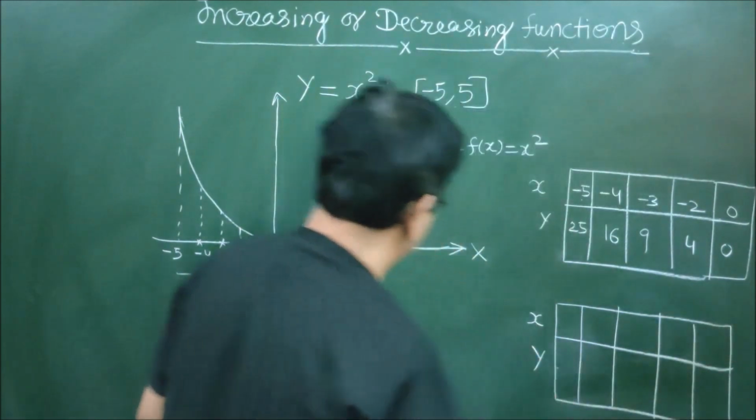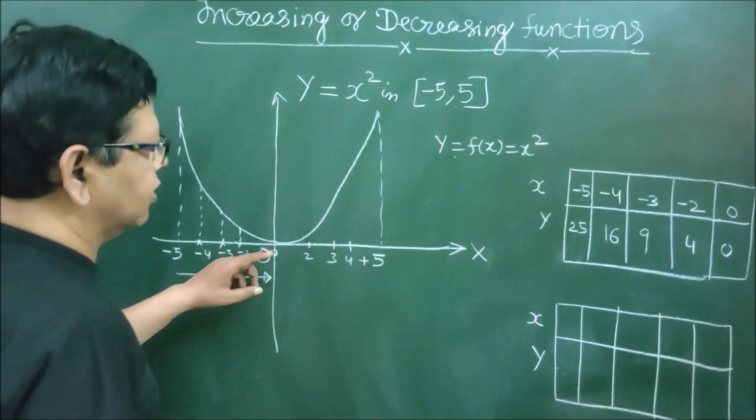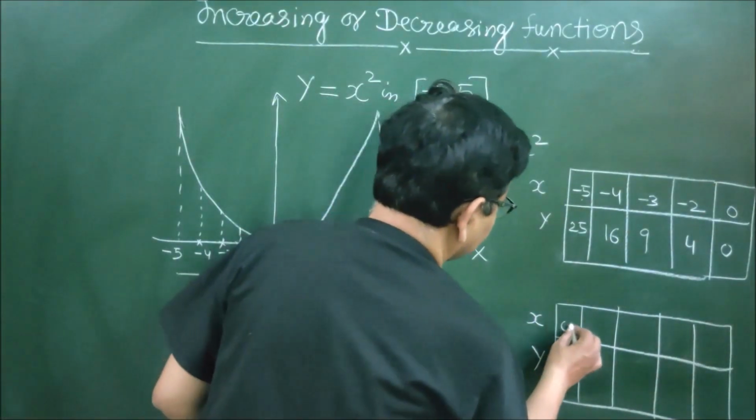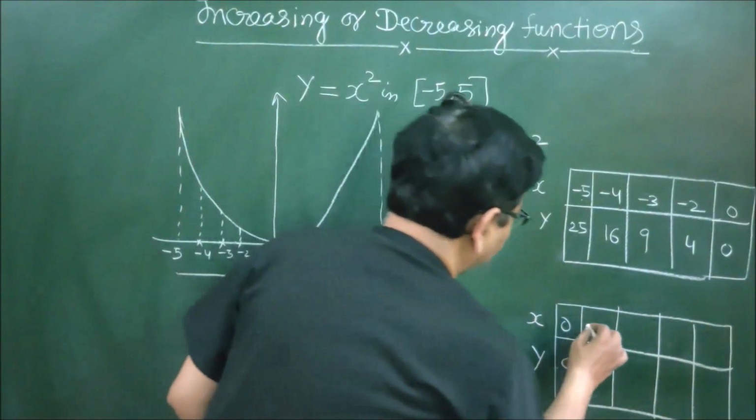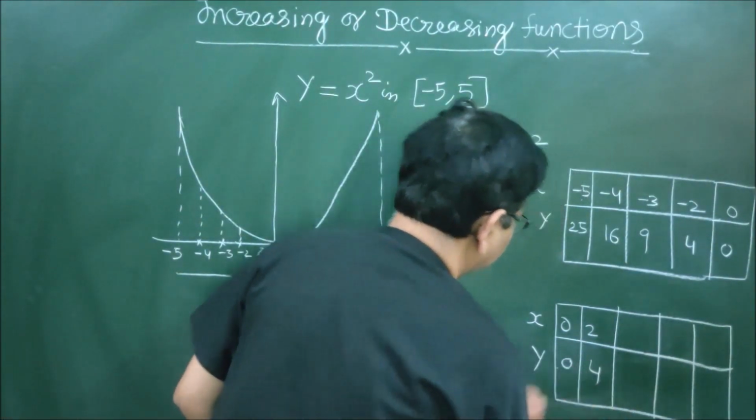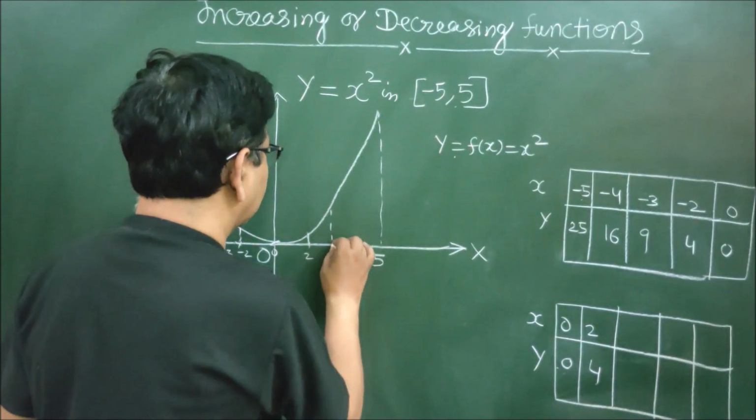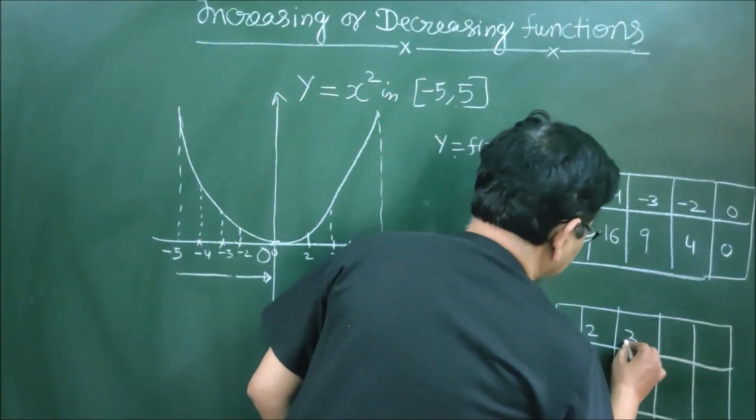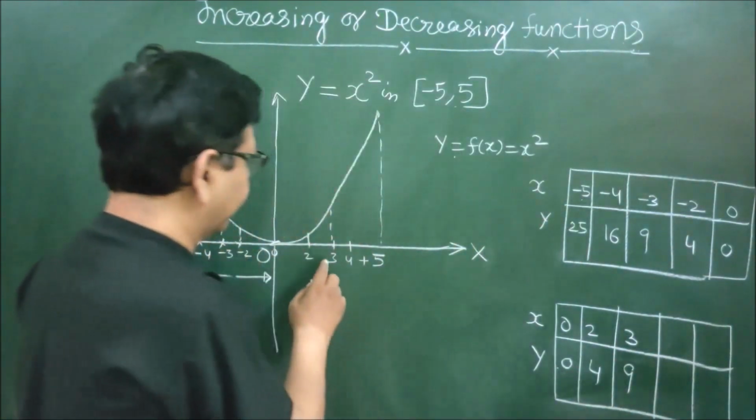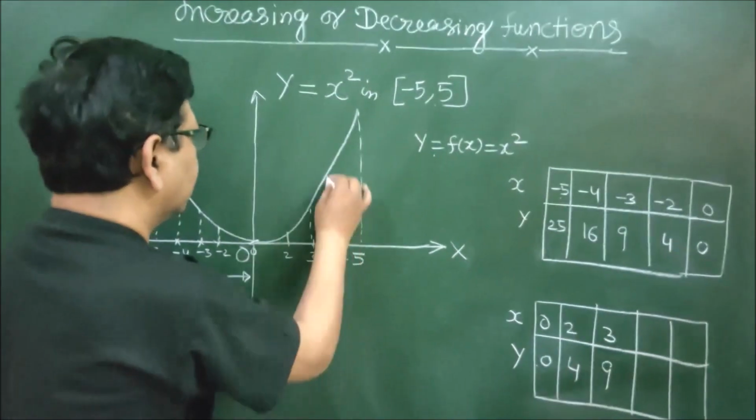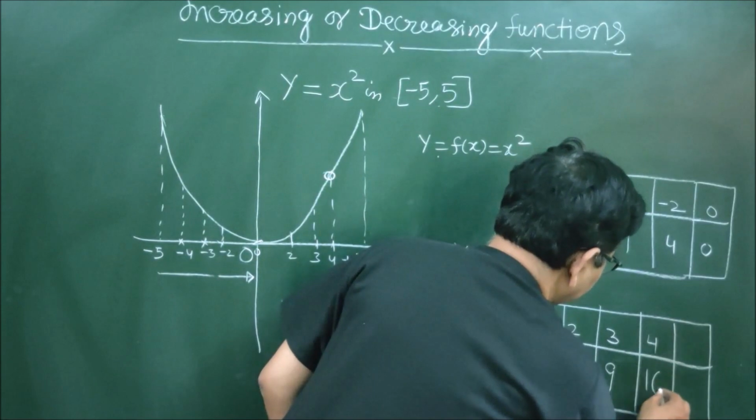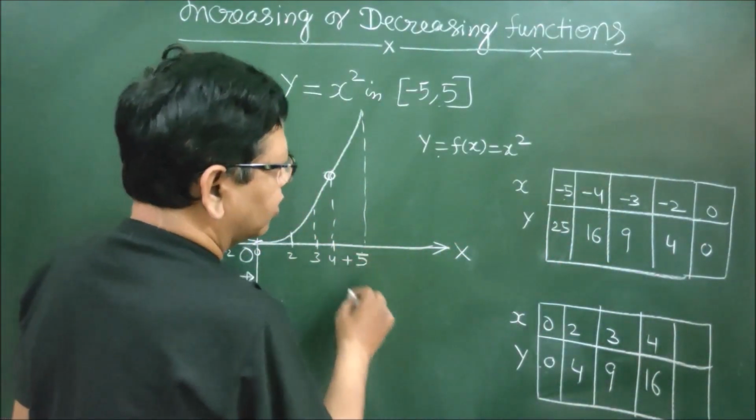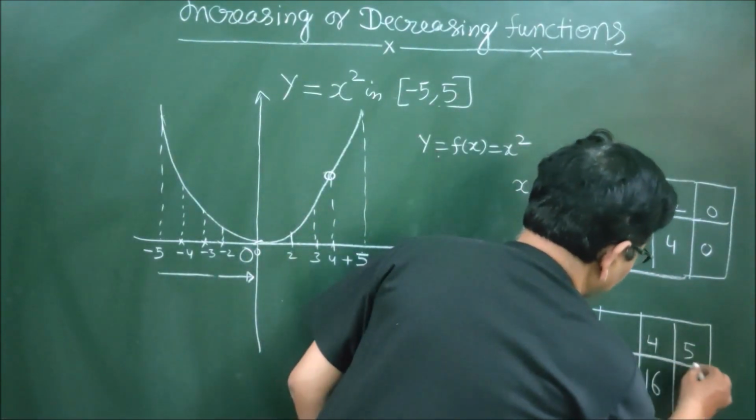X and y. When the value of x is equal to 0, value of y is 0. When x is equal to 2, the value of y is 4. When x is equal to 3, the value of y is 9. When x is equal to 4, the value of y is 16. And when x is equal to 5, the value of y is 25.